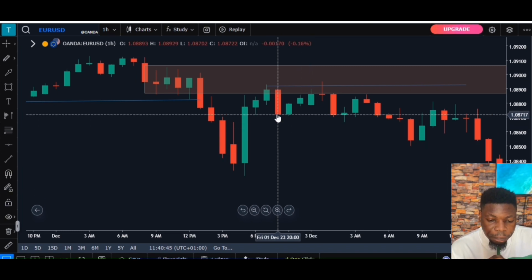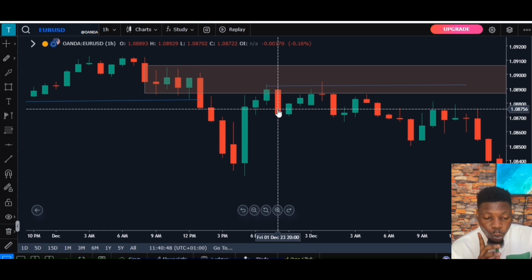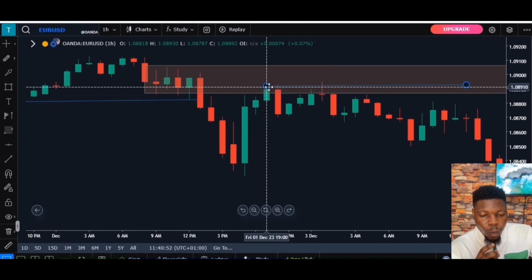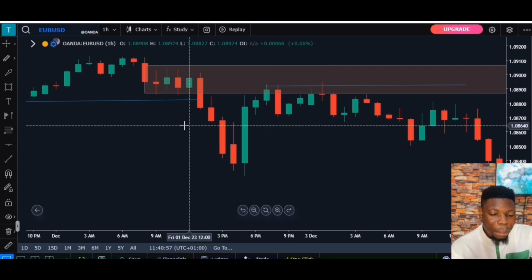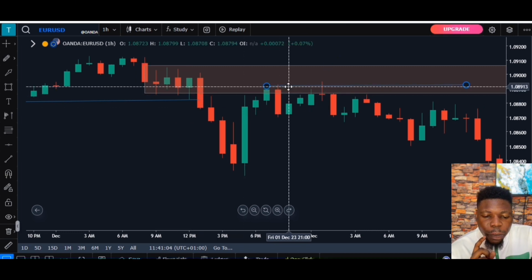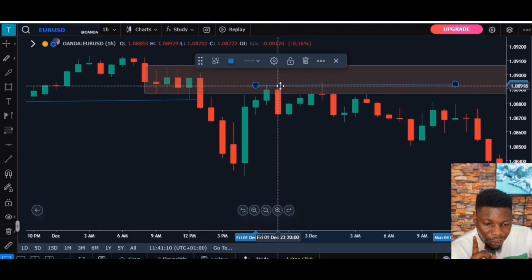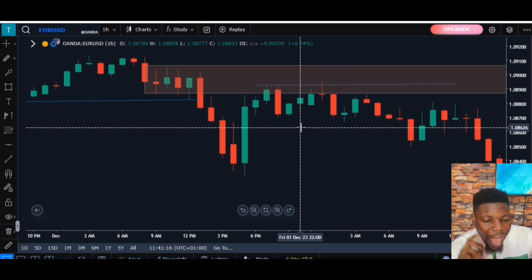So now what we're going to do is that whenever we see a setup like this, we wait for the market to fill in the order block. Then we're going to put our trend line on the last candle that rejected the order block and hope for a liquidity sweep. And behold, it happened.